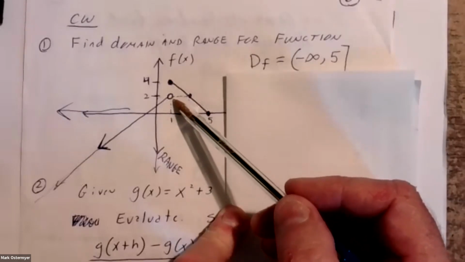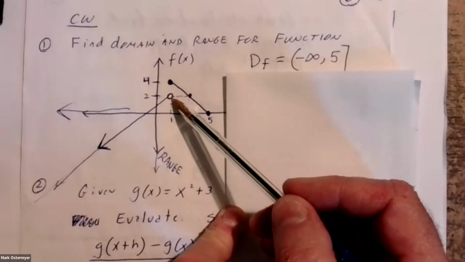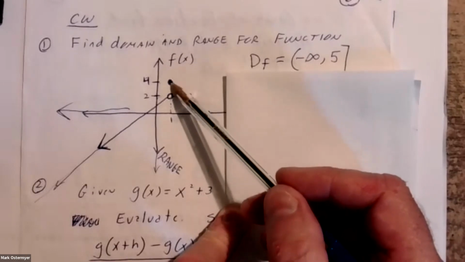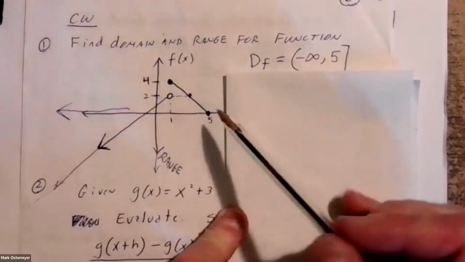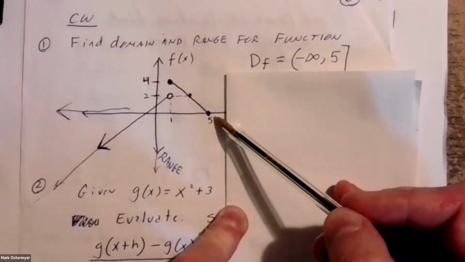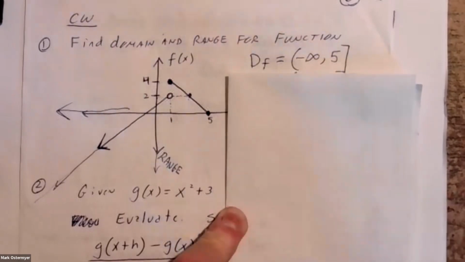Well, this point is not on the graph that has an x coordinate of 1, but this one is. So 1 is in the domain. So from negative infinity up to and including what? 5? Did anybody get that correct for the domain? Yes. All right, now what's in the range?